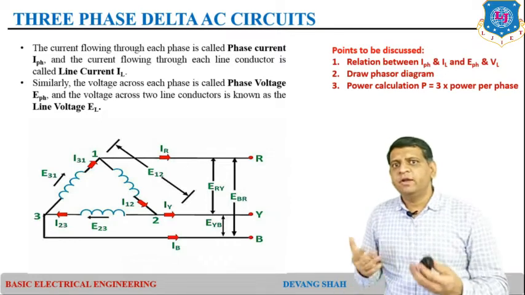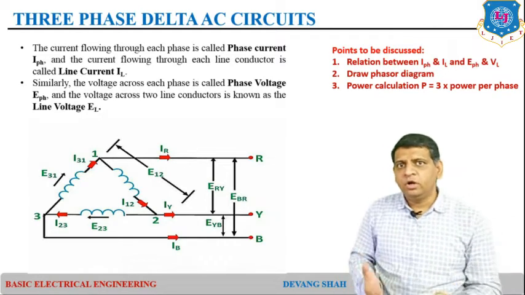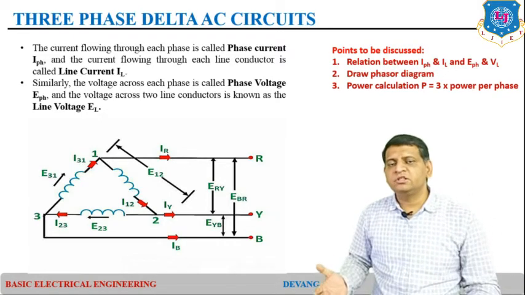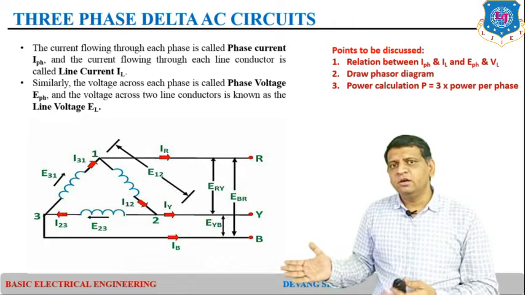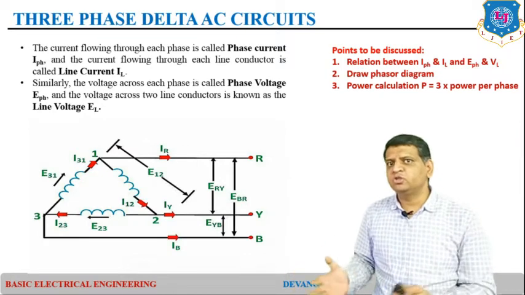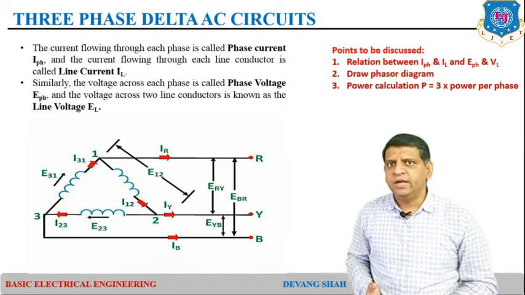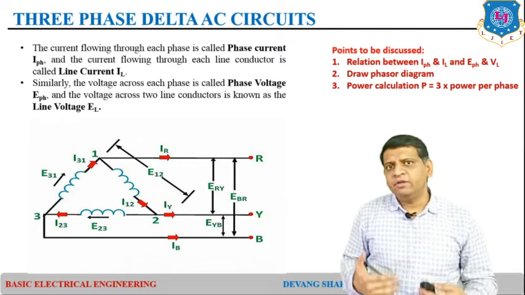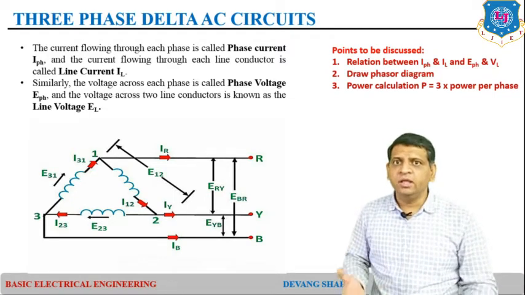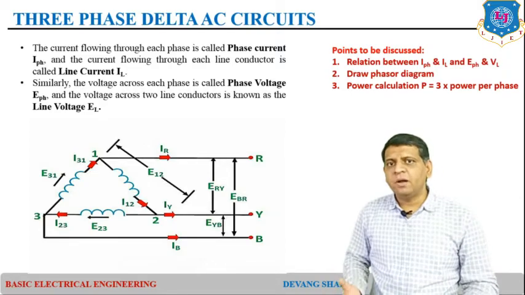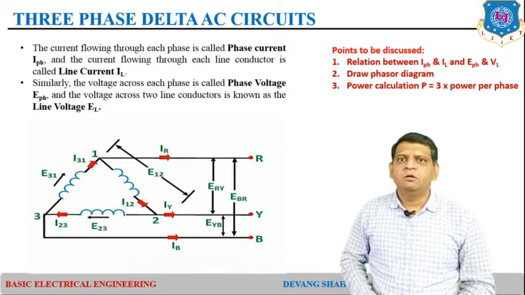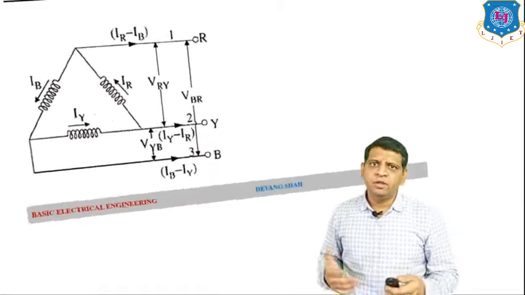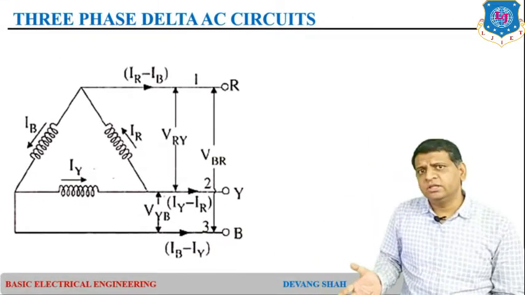Point number 1, we have to find the relationship of voltage and current. So we have to find the relationship between line current and phase current, and line voltage and phase voltage, for the delta. In the same way, point number 2, we have to draw the phasor diagram, and point number 3, we have to calculate the power, and that power is nothing but 3 times the power per phase. So, one by one, let us look at all these voltages and currents.